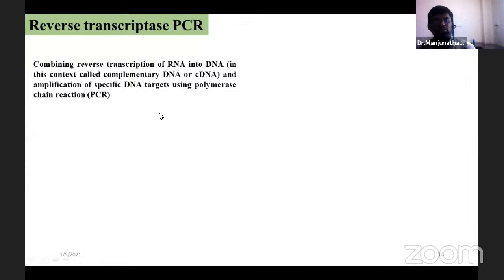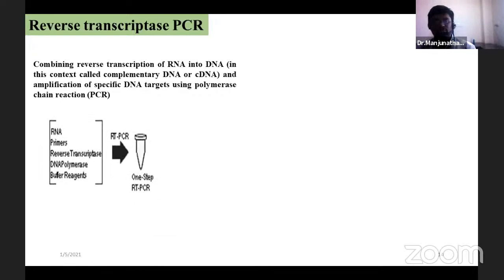As I mentioned, it combines the reverse transcription of RNA into complementary DNA with the amplification of DNA targets using the PCR reaction. Here, the main component is the reverse transcriptase enzyme. If you use this enzyme, it converts RNA to complementary DNA. Then further we can proceed for PCR. We have one-step RT-PCR and two-step RT-PCR.